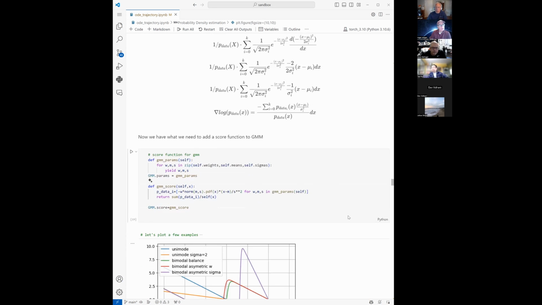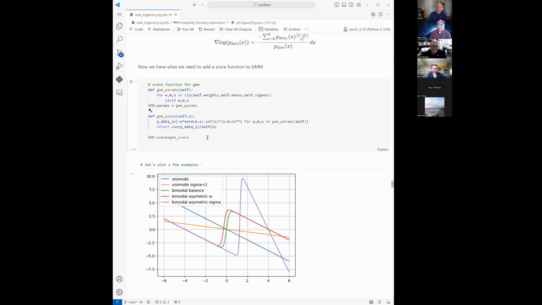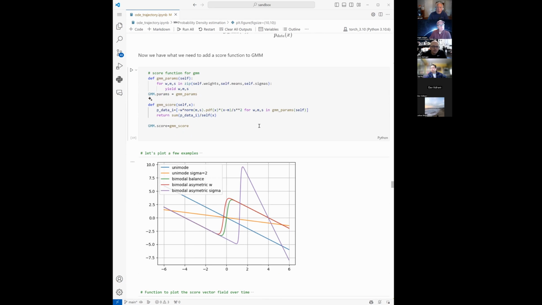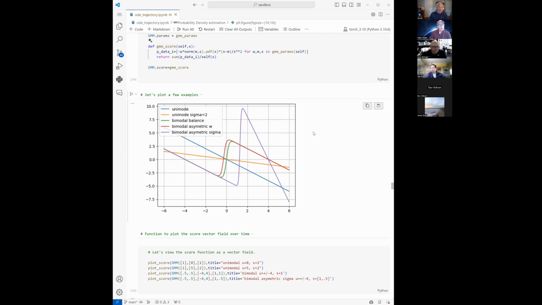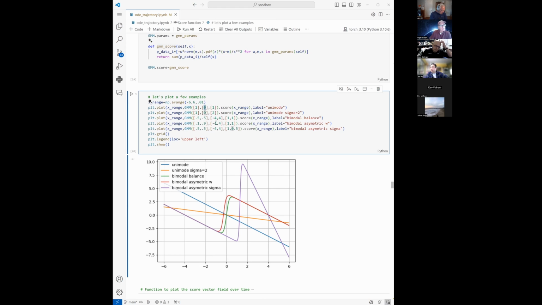Hopefully nobody wants to go through that here. Okay, so given that, I implemented that and added that to the GMM class. And I plotted a few to see what these look like. So in the case of the blue one, the first one, this is a plot of the score function versus x. And I think these were with respect to distribution with respect to 0. Yeah, 0 mean here until we get into the later ones.